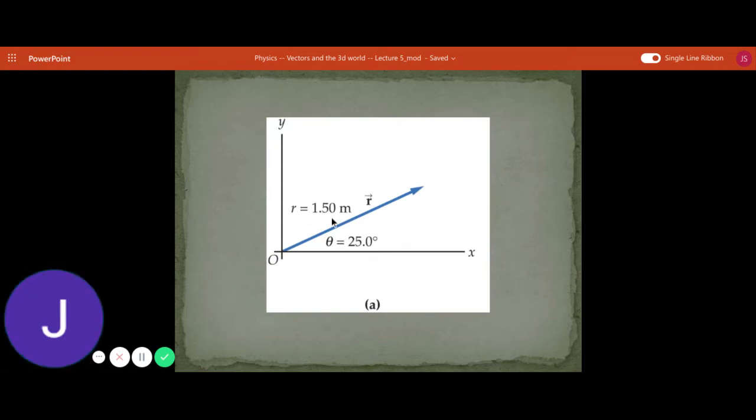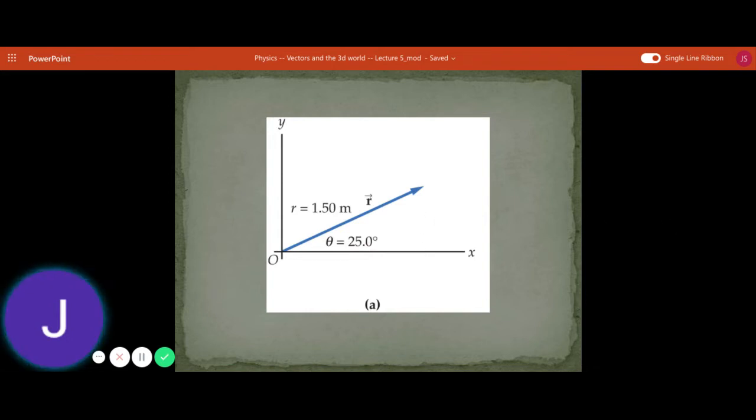Here's a vector. It has a magnitude of 1.50 meters. Its direction is 25 degrees. And if we made this north and this east, this would be 25 degrees north of east. But how do you get the components? Well, to get the x component, you would take the magnitude of this vector and multiply by, remember, the cosine of 25 degrees. Make sure you're in degree mode. And to get the y component, you'd take the magnitude and multiply by the sine of 25 degrees.